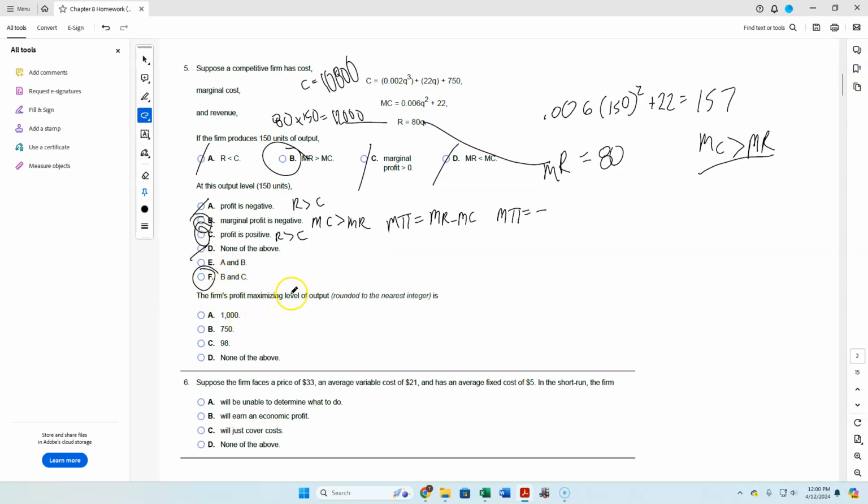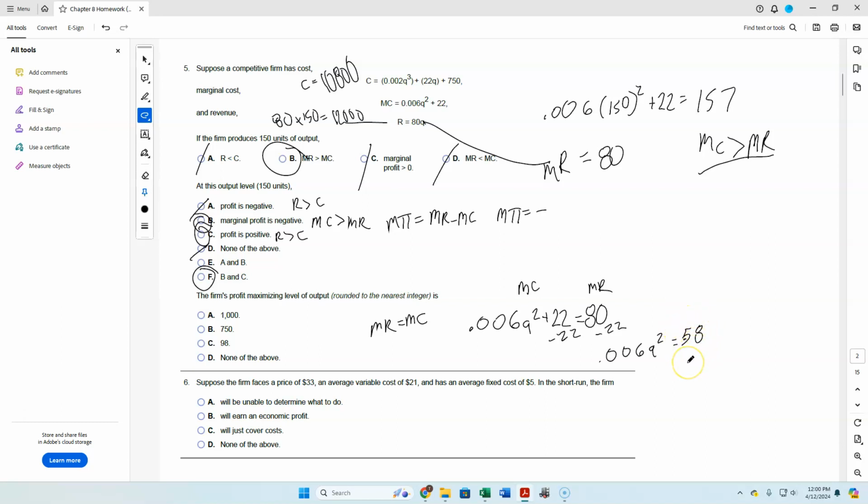The firm's profit maximizing level of output. What would that be? Well, that would be where MR is equal to MC. So that would mean that 0.006 Q squared plus 22 is equal to 80. Sorry, this is the marginal cost. And this is my marginal revenue, which was just the first derivative of that function. Let's subtract the 22. 0.006 Q squared equals 58.